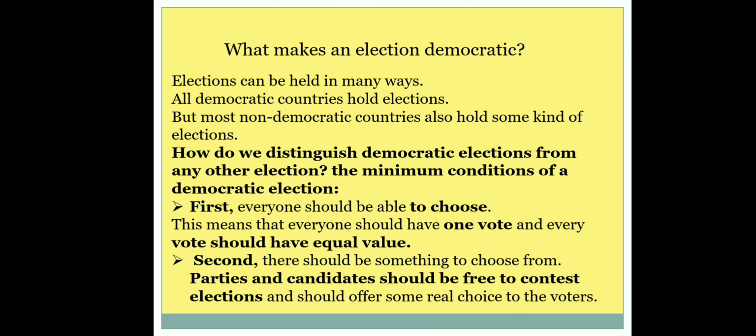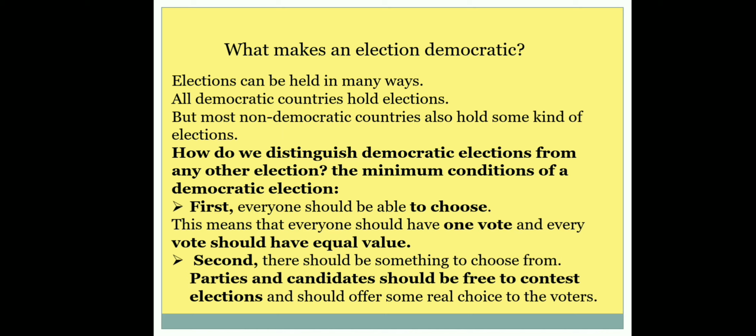What makes an election democratic? Elections can be held in many ways. All democratic countries hold elections. But most non-democratic countries also hold some kind of elections. How do we distinguish democratic elections from any other election? The minimum conditions of a democratic election are: first, everyone should be able to choose. This means that everyone should have one vote and every vote should have equal value.